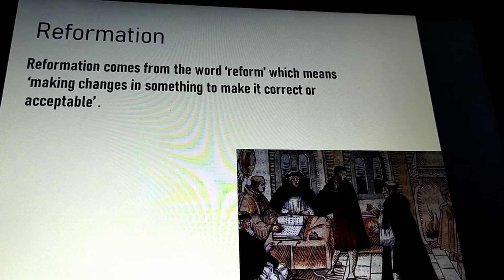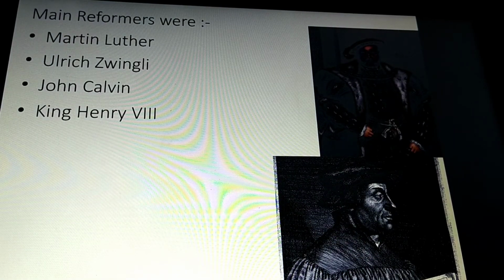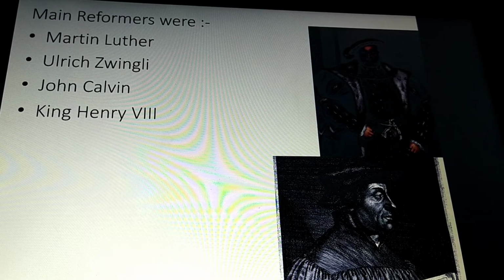Then there was the Reformation. Reformation comes from the word reform, which means making changes in something to make it correct or acceptable. The main reformers were Martin Luther, Ulrich Zwingli, John Calvin and King Henry VIII. Martin Luther was from Germany, Ulrich Zwingli from Switzerland, John Calvin from France, and King Henry from England. These people did the Reformation in these four different places.